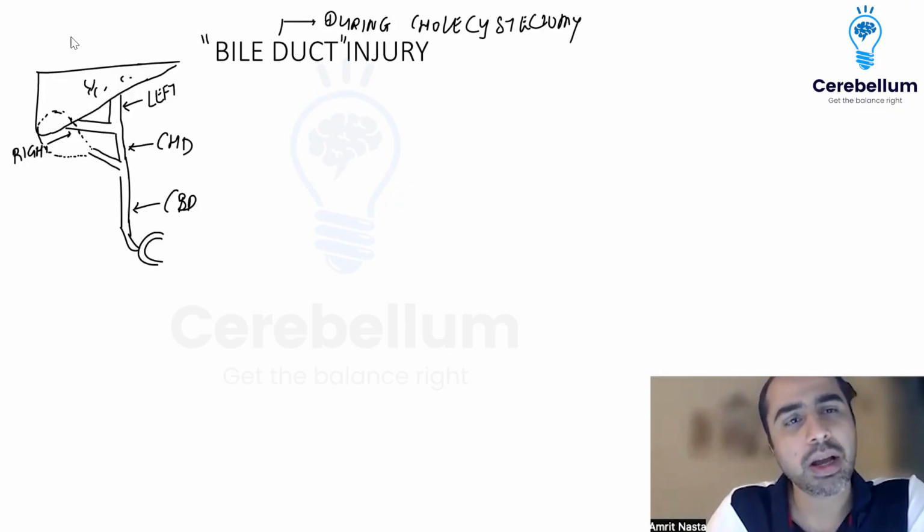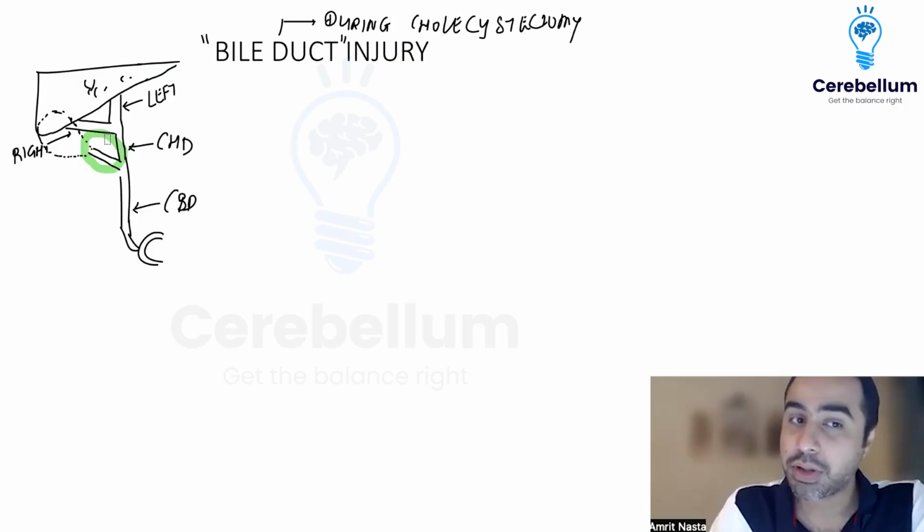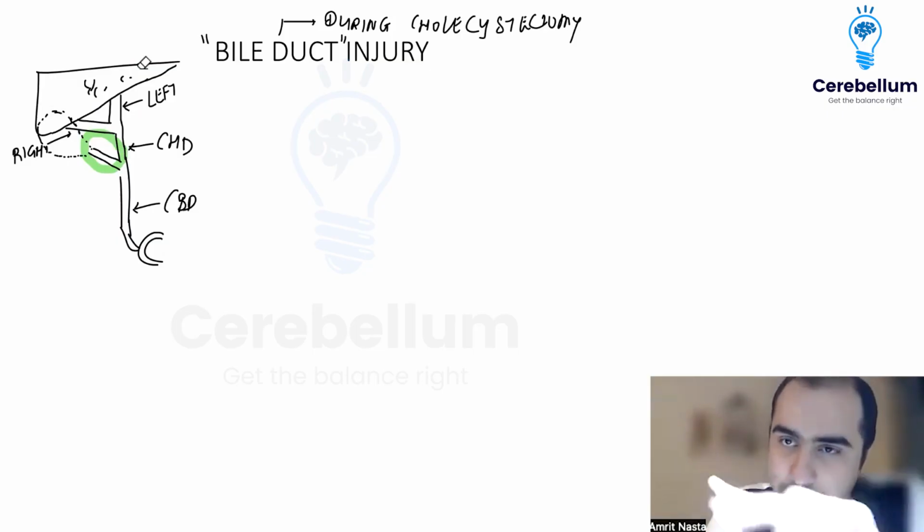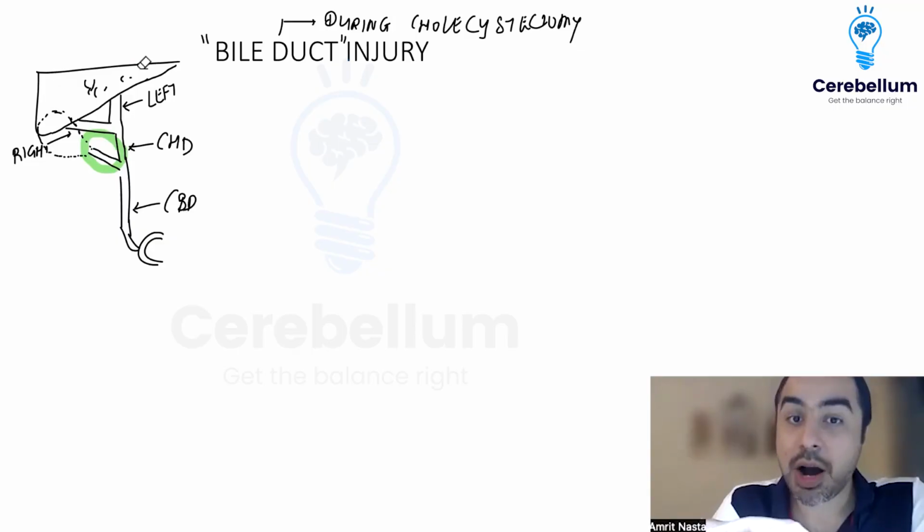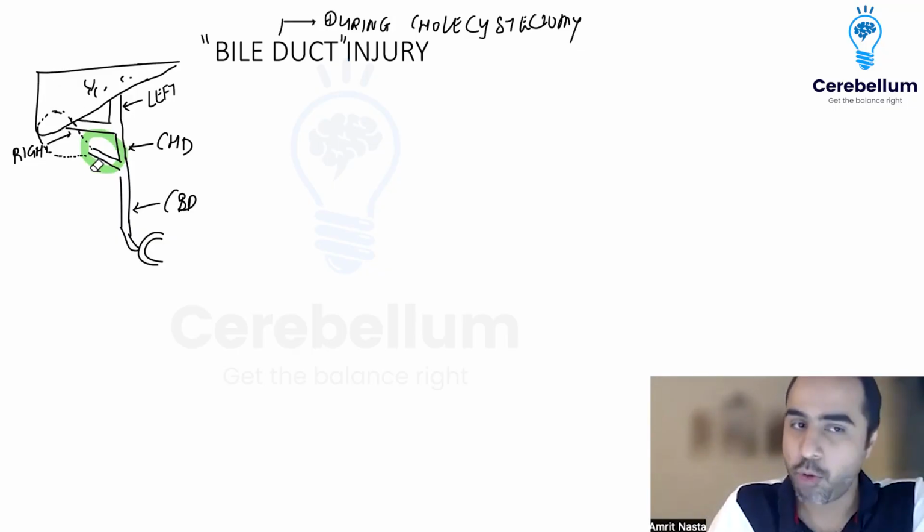So normally, if I'm doing surgery in this area, what was this area called where I do the cholecystectomy? Very good, Calot's triangle. So injury will happen when I'm dissecting Calot's triangle. Now, what can get injured in Calot's triangle? If you open your eyes and see, you will know what can get injured.